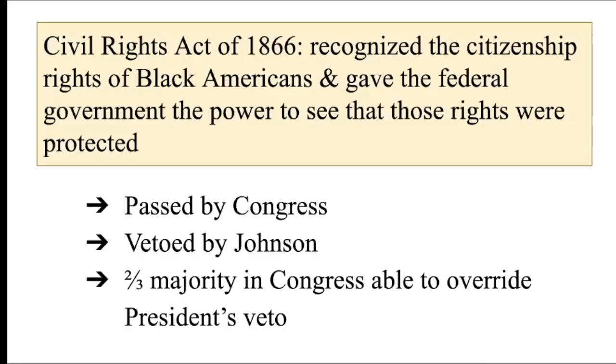Radical Republicans in Congress sought to counter both the terrorist activities and the Black codes in the South by passing the Civil Rights Act of 1866. And that act recognized the citizenship rights of Black Americans and gave the federal government the power to see that those rights were, in fact, protected. Johnson used his presidential power to veto the Civil Rights Act of 1866. Now, Congress at that point managed to pull together a 2/3 majority to override the president's veto. That's the only way you can override the veto.